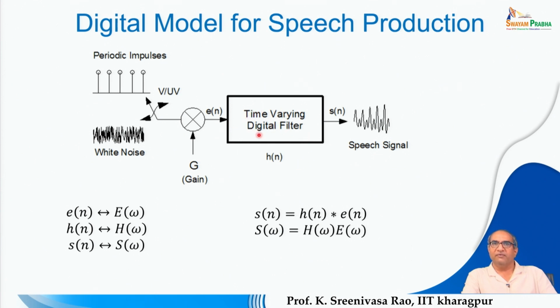exciting the time varying resonator, a time varying digital filter, using this excitation. So the outcome S of n is nothing but the convolution of the excitation with the response of the vocal tract system, because this convolution holds good if we assume that the overall system is a linear time invariant system.